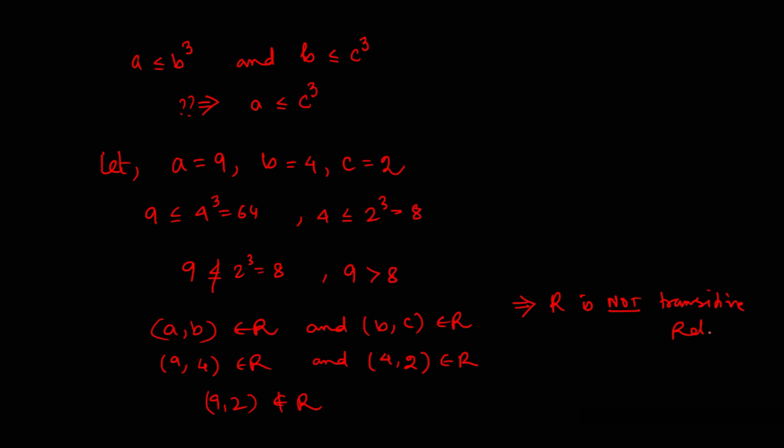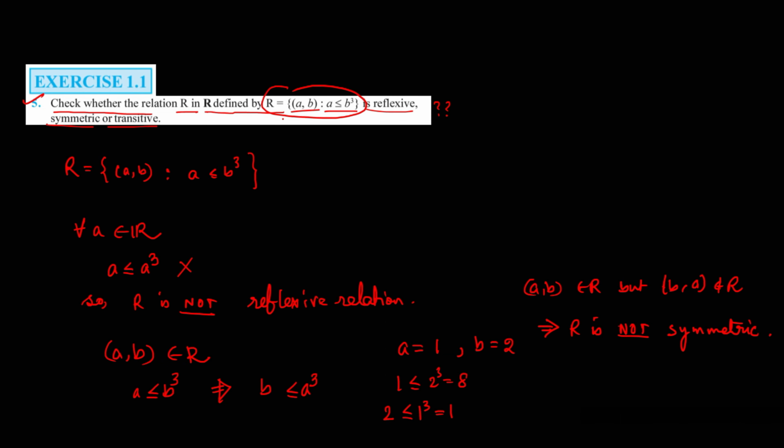So we have seen that for this definition of R, (a, b) such that a is less than or equal to b cubed, R is not reflexive, symmetric or transitive. Nothing. Okay, so next problem, problem number 6.